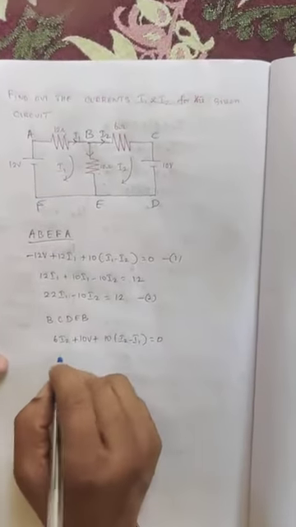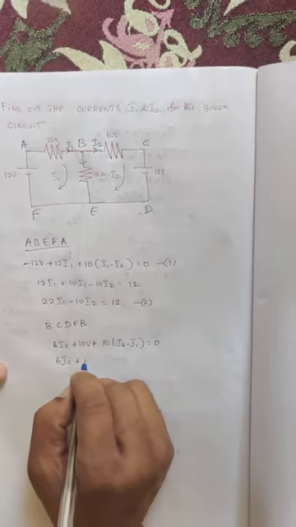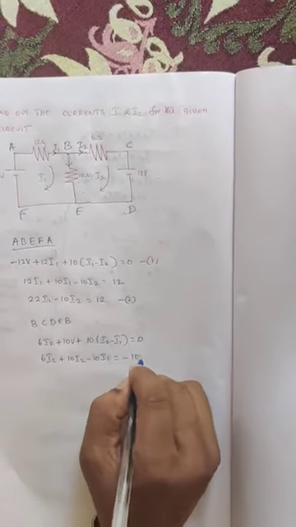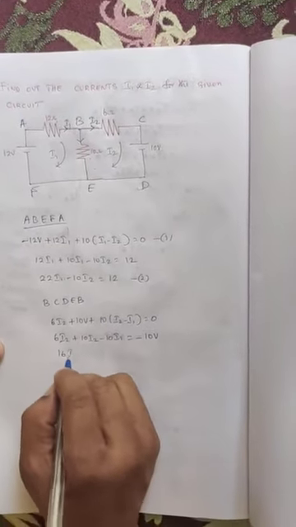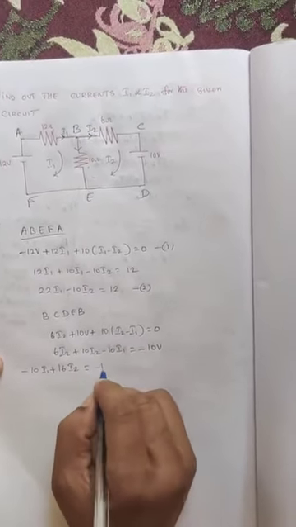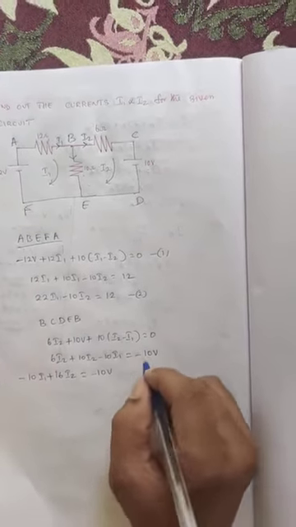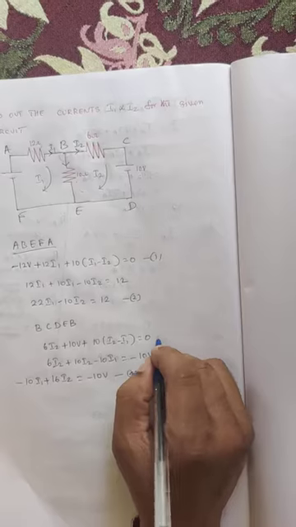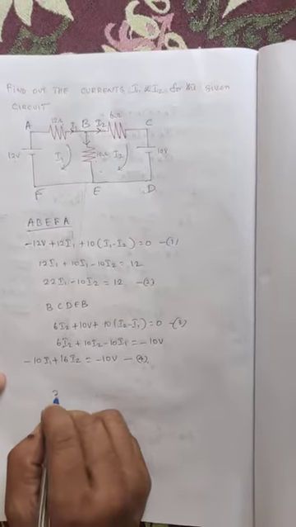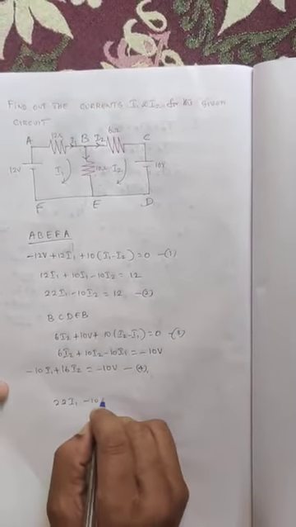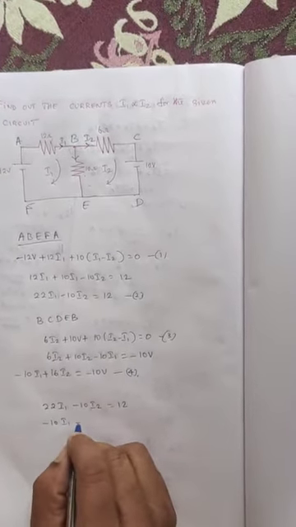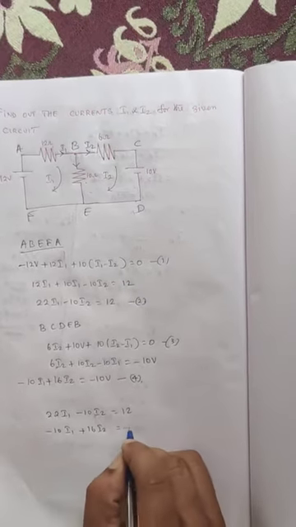Now simplifying this equation, again 6 I2 plus 10 I2 minus 10 I1 is equal to minus 10 volts. So minus 10 I1 plus 16 I2 is equal to minus 10 volts. Say this equation as 4. This is the third. So now writing equations 2 and 4: 22 I1 minus 10 I2 is equal to 12, and minus 10 I1 plus 16 I2 is equal to minus 10.